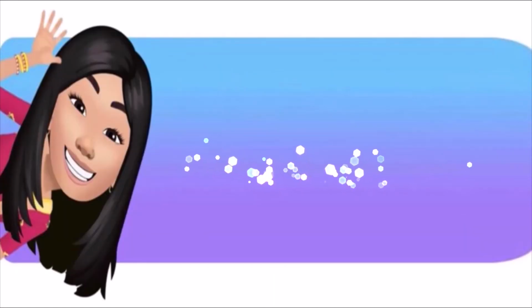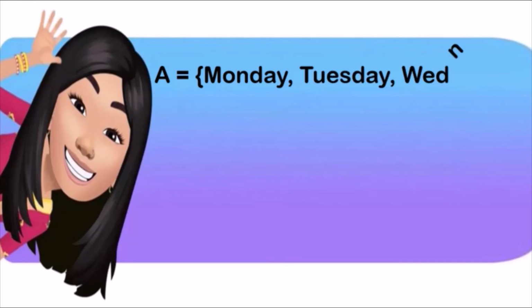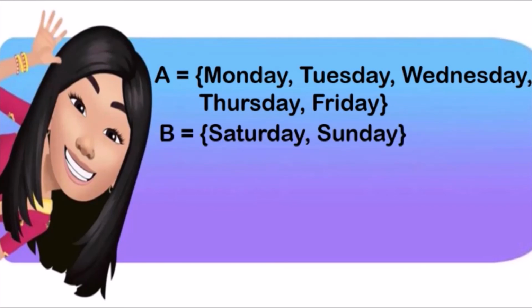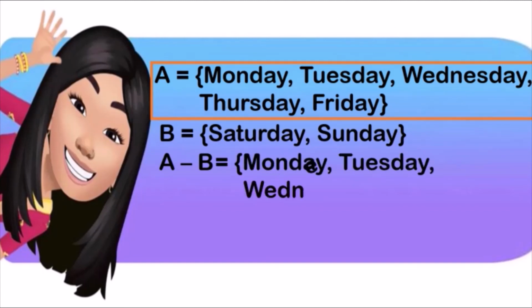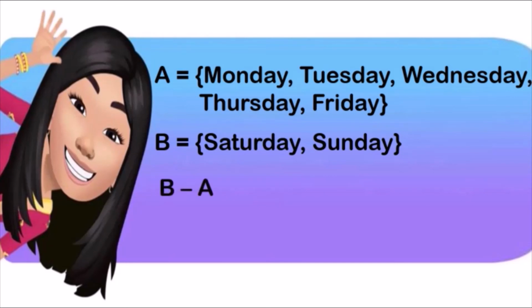Now, what about this particular example? Given set A whose elements are Monday, Tuesday, Wednesday, Thursday, and Friday. And set B whose elements are Saturday and Sunday. Find the difference of set A and B. Again, we're going to look at these two sets and cross out anything that they have in common. So, we cannot see any common elements of set A and B. Therefore, the difference of set A and B is equal to the set whose elements are Monday, Tuesday, Wednesday, Thursday, and Friday.